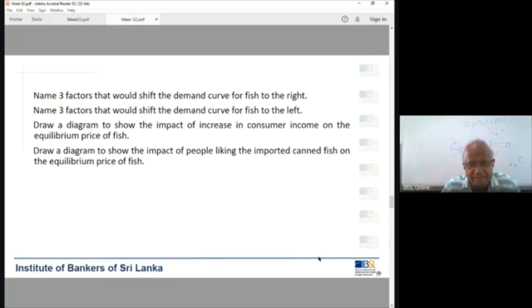Now, I don't know the exact reason, but these days in the supermarkets there's a huge scarcity of canned fish. In the shelves, no canned fish. I guess people start eating canned fish these days. They decrease the demand for fish, right? It might be the reason. So when people start liking the imported canned fish, that means people's taste changes. Taste for fish negatively changes. As a result, the demand curve shifts down. Equilibrium price of fish decreases.